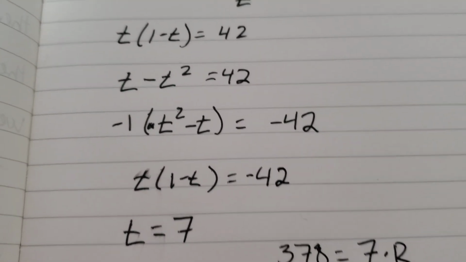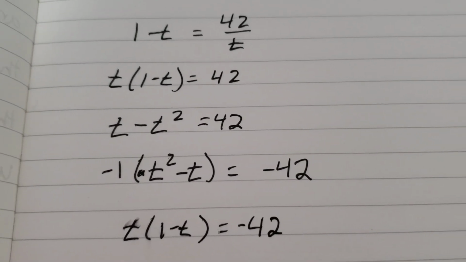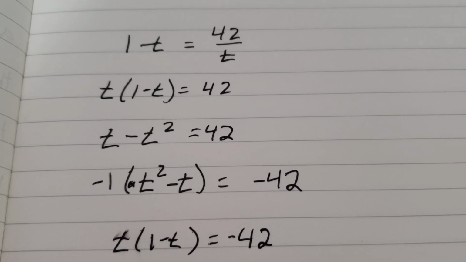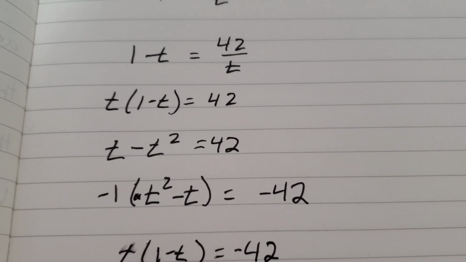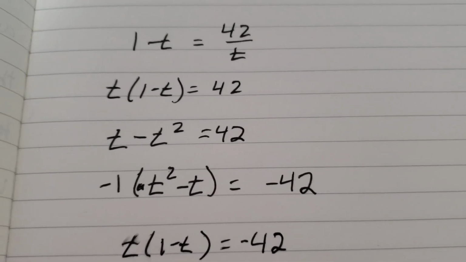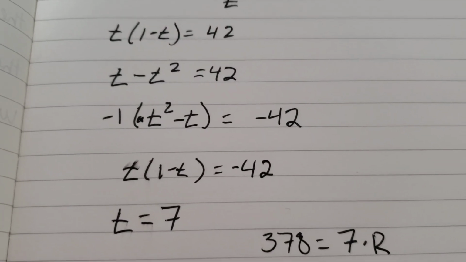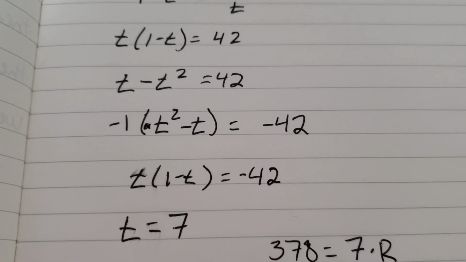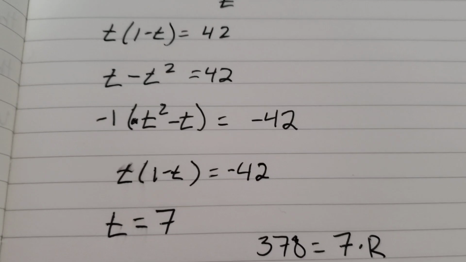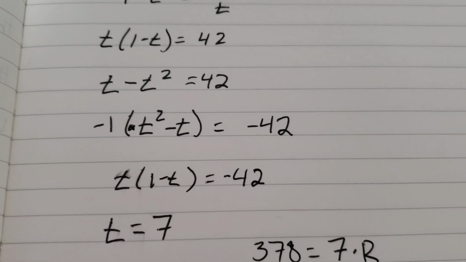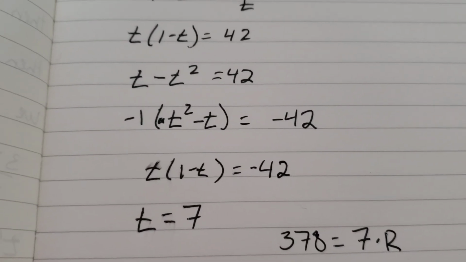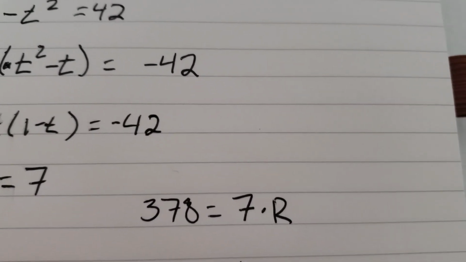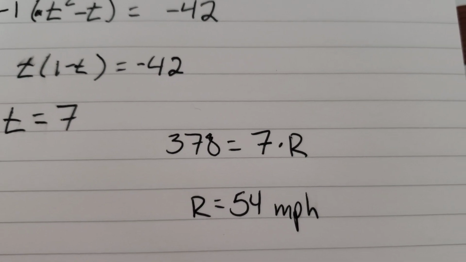But when you solve the t minus t squared, or negative 1 times the quantity of t squared minus t equals negative 42 equation, then you end up with basically two different answers, because that's a quadratic. The other is negative 6, which doesn't make sense for a time because time can't be negative. So the other is a positive 7. Because it's positive 7, then we take 378 equals 7 times the rate, divide both sides by 7, and you get 54.